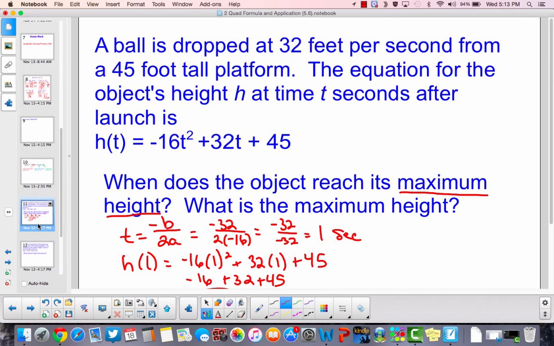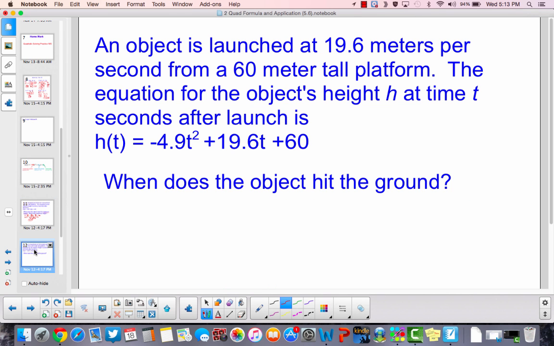So if we're finding the vertex maximum height, it's not any different than what we've been doing before. Let's take a look at this one though. An object is launched at 19.6 meters per second from a 60-meter tall platform. The equation for the object's height h at time t seconds after launch is negative 4.9t squared plus 19.6t plus 60. When does the object hit the ground? Well, if the object is hitting the ground, what do we know? We know the height has to be 0, so we set this equation equal to 0. Negative 4.9t squared plus 19.6t plus 60 is 0.